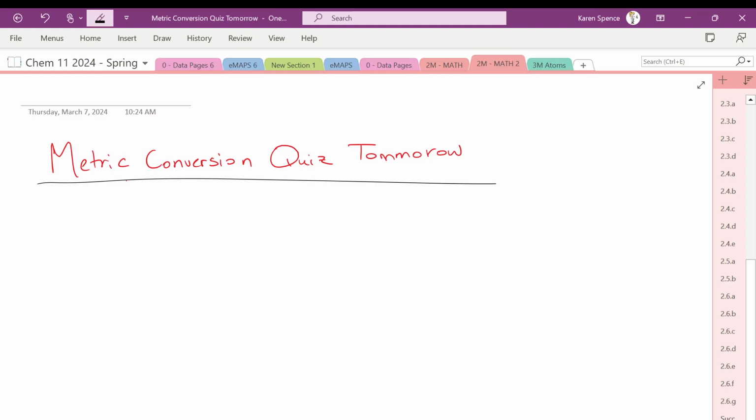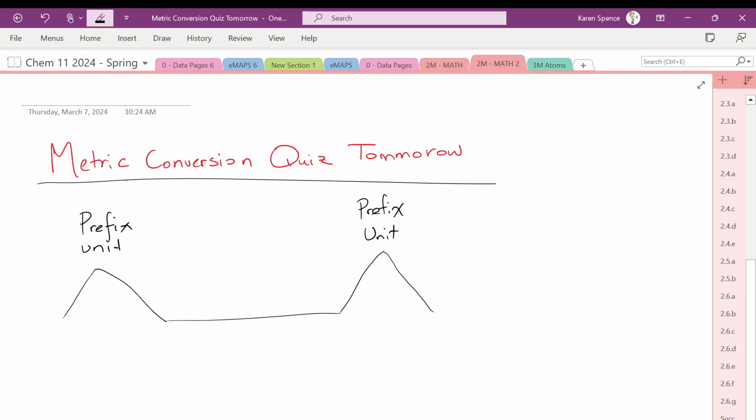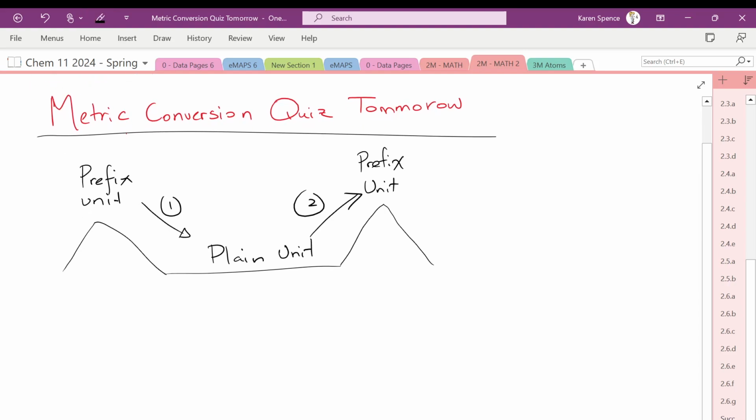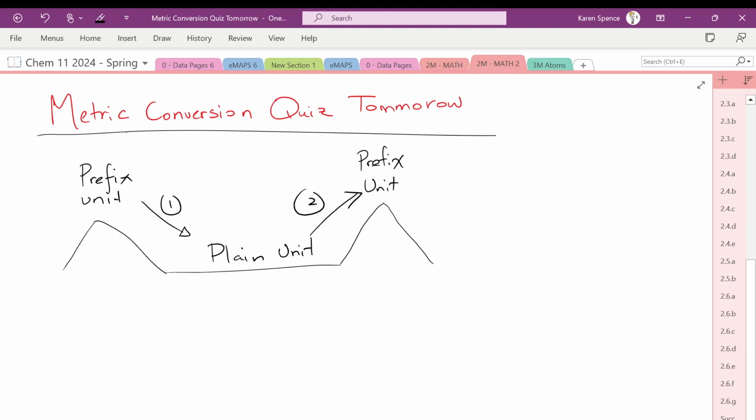So you have to remember, if you have a prefix unit, it's kind of like a mountain. And over here, there's another mountain, which is the prefix unit. In between, you have to go through the plane unit. So this is going to be 1 step, 2 steps. What is the other thing that you need to remember when you're doing metric conversions? If you're using those powers of 10.